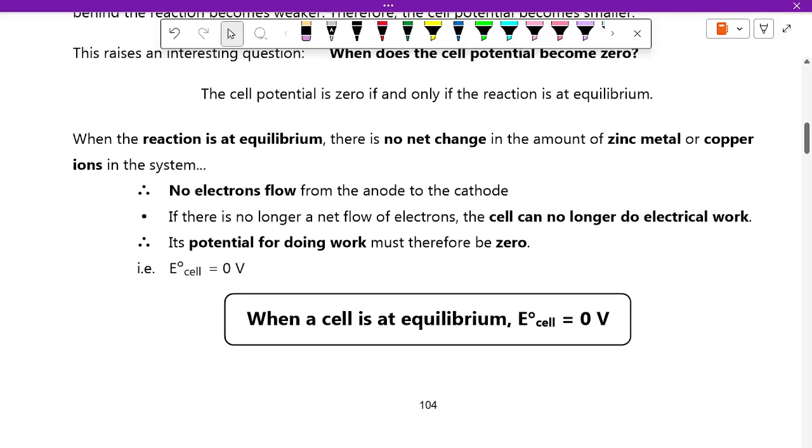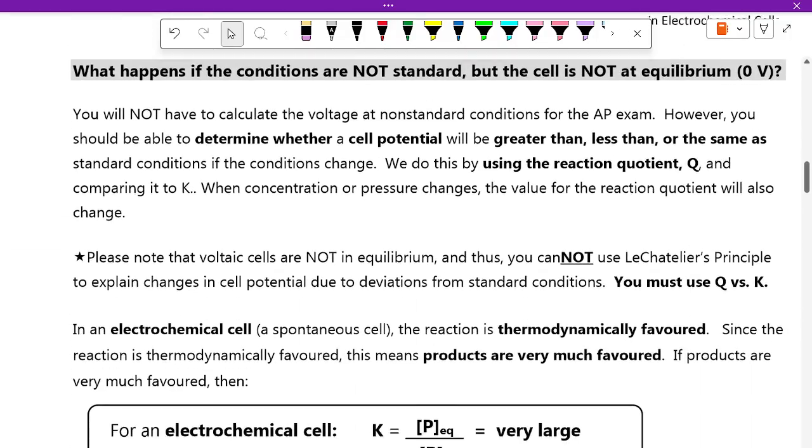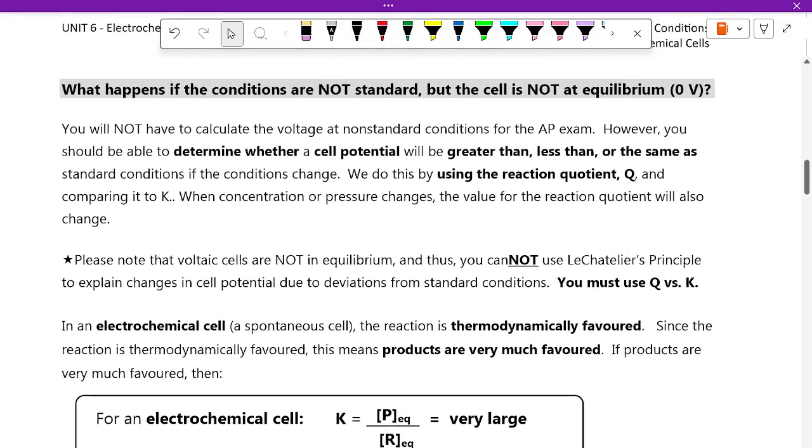So when a cell is at equilibrium, E naught equals 0. We just talked about that. I feel like I did a better explanation just off the cuff rather than what I've written here. But if the cell conditions are not standard, but the cell is not at equilibrium, what do we get? You will not have to calculate the voltage at non-standard conditions for the AP exam. However, you should be able to determine whether a cell potential is greater than, less than, or the same as standard conditions when the conditions are changed.